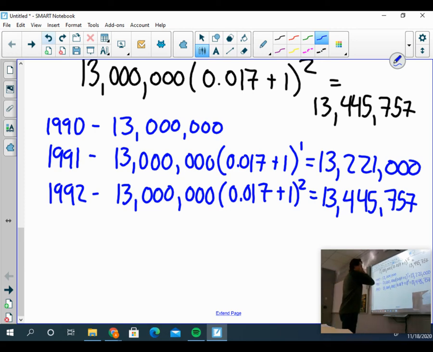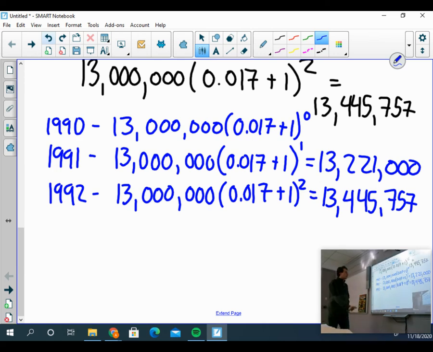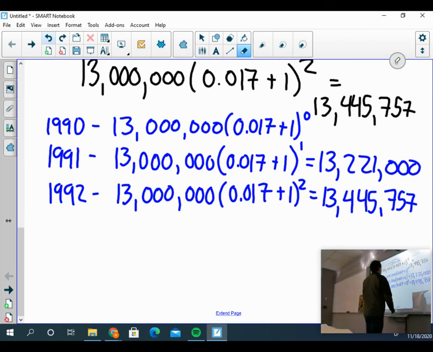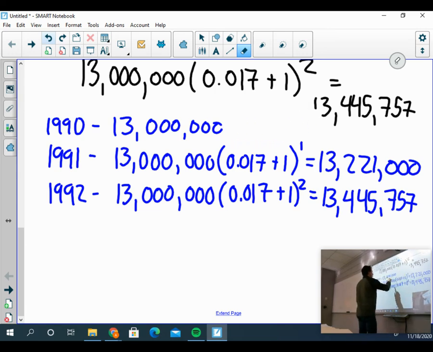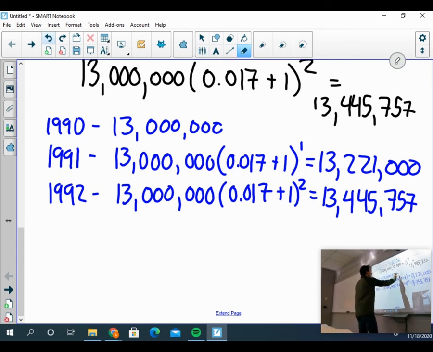What about this 13 million? Well, we could also write that as an exponent, to the 0 power. Why? Because anything to the 0 power is just 1. Well, if this is all just 1 times 13 million, then I'm just left with 13 million.